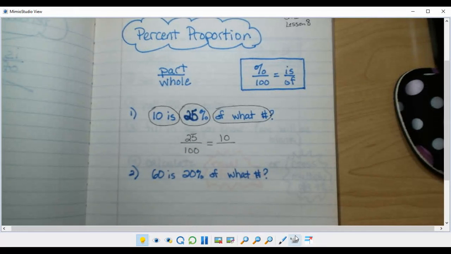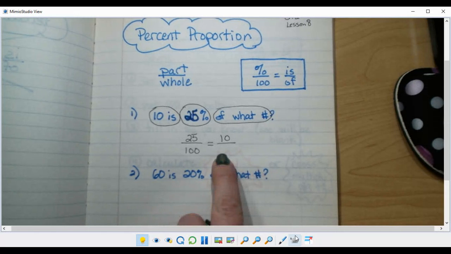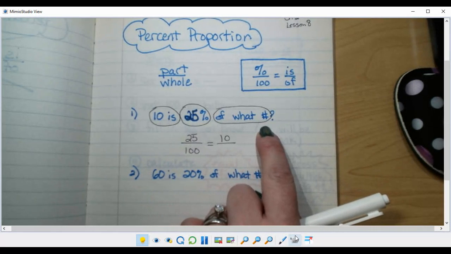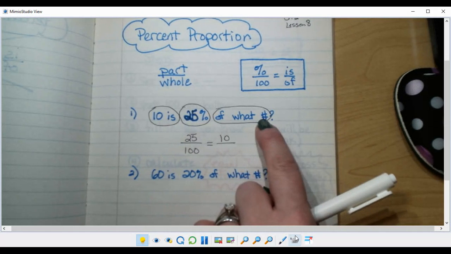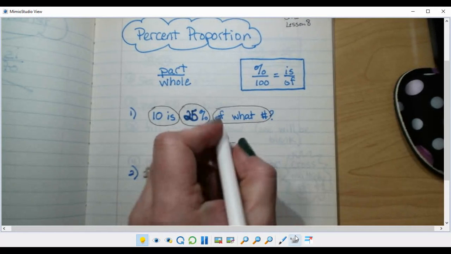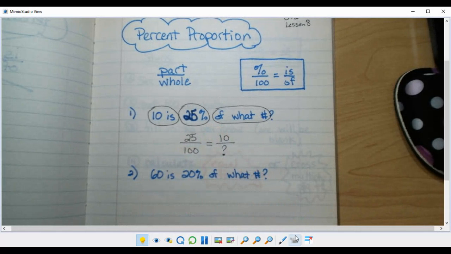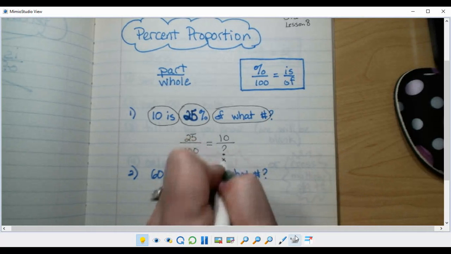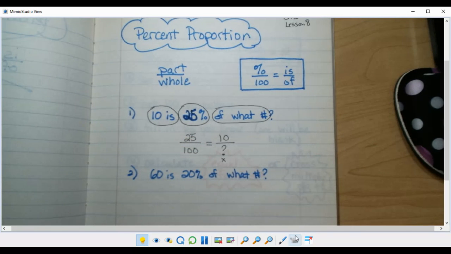Now, I told you that we were going to have something missing, and we do. I don't have any more numbers in my problem. It says of what number? I don't know what number, so put your question mark there. Or if you want to get fancy, put a variable like X or Y or M for Melachowski, whatever you want.